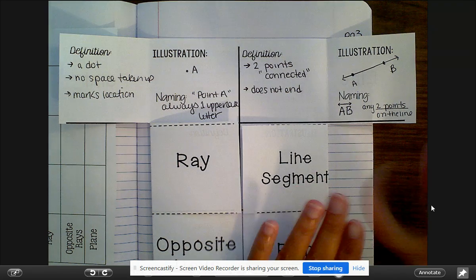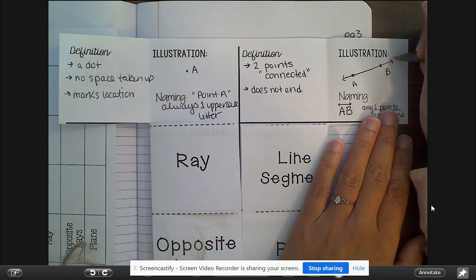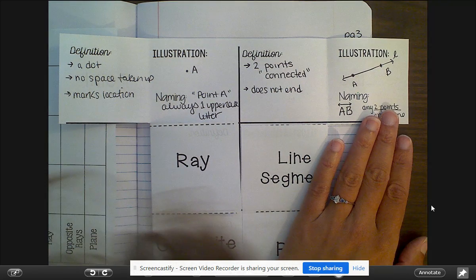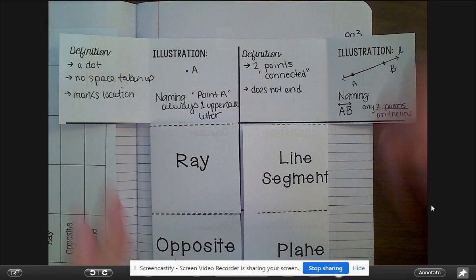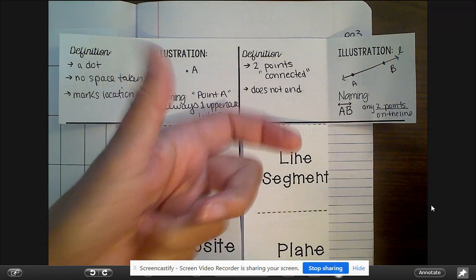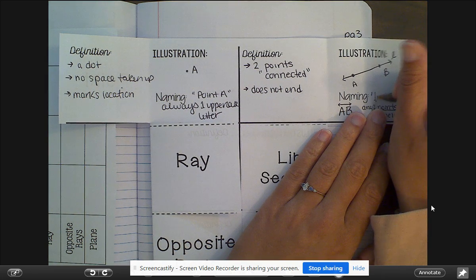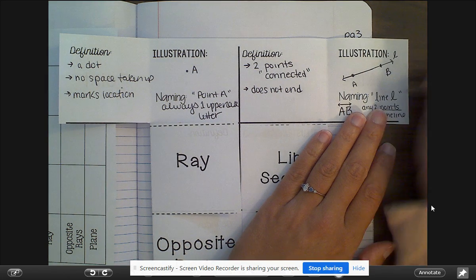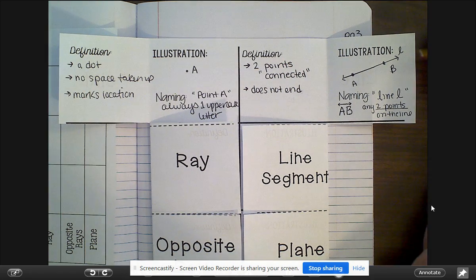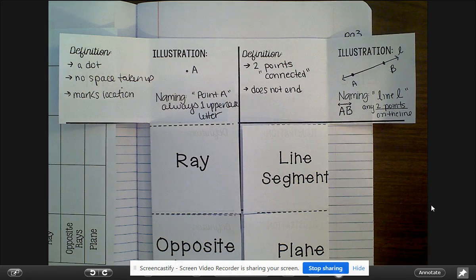Now, another way that we can sometimes name it is you might notice sometimes that we put a cursive L or a cursive letter at the end of a line or near the end of the line. I guess it doesn't end, so that's kind of weird. So you can also call it line L. Or if that was like an M or an S or whatever, line S. So that's another way to name it.